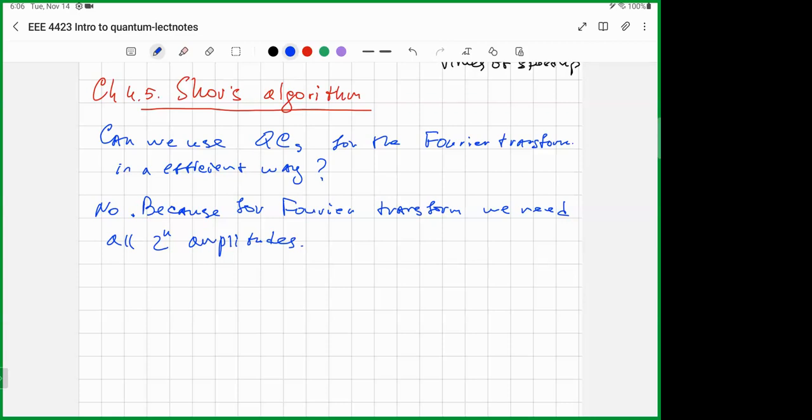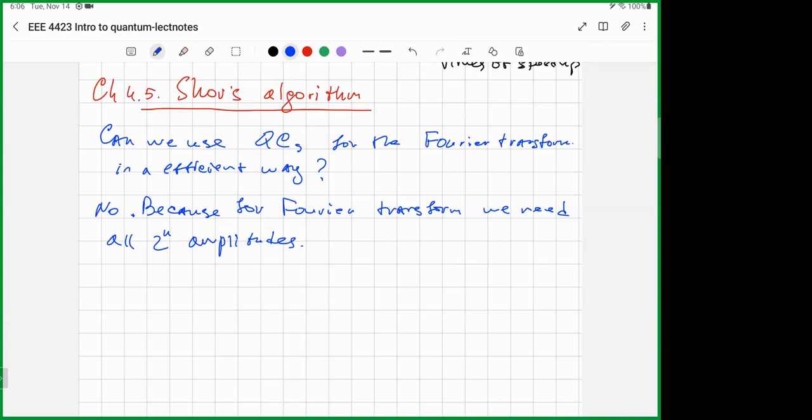So yeah, no speed up for the quantum transform, which is a pity, because one would really need a machine that does this Fourier transform in an efficient way. So no quantum speed up for Fourier transform.